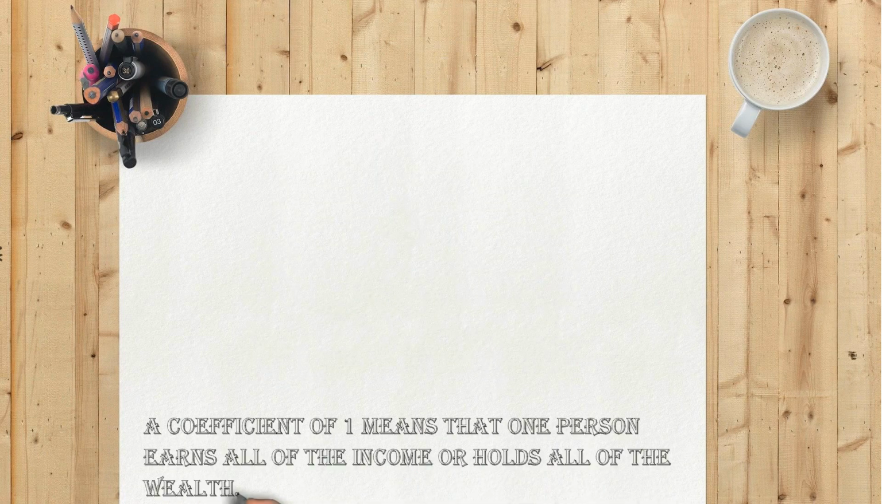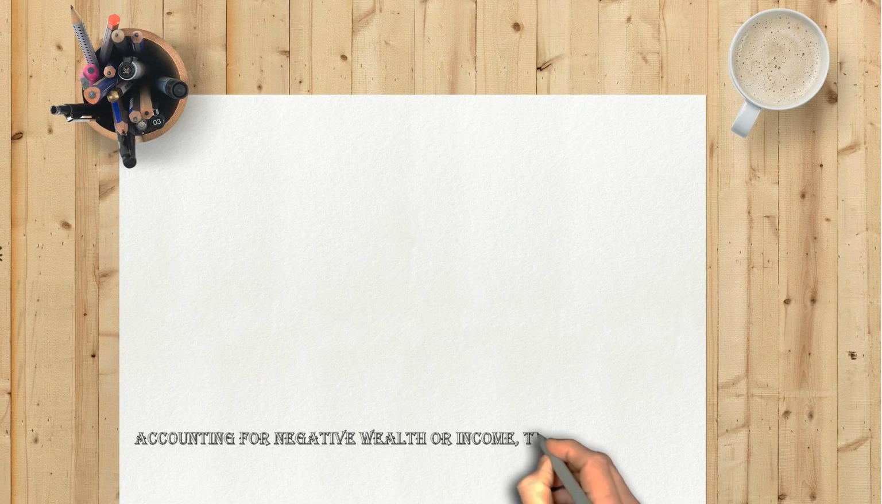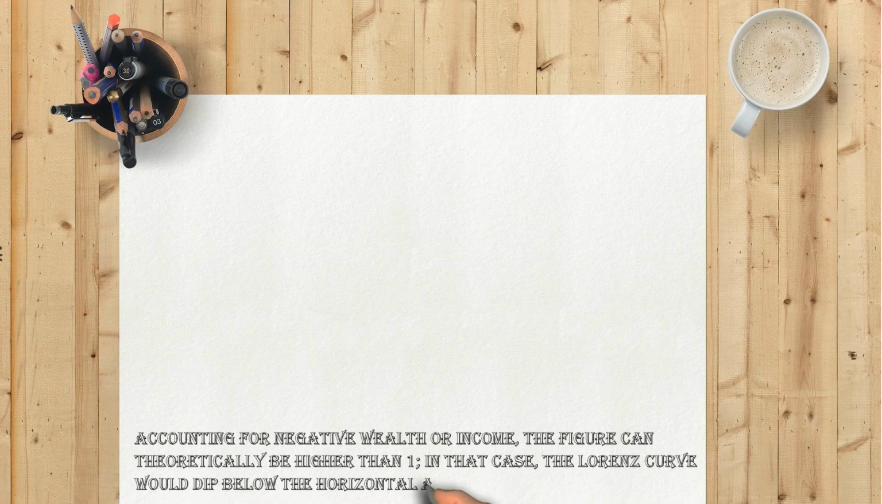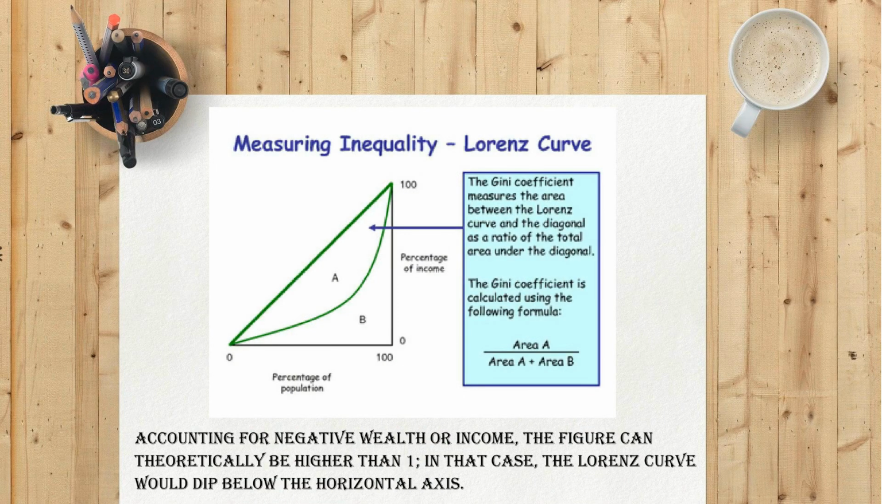A coefficient of 1 means that one person earns all of the income, or holds all of the wealth. Accounting for negative wealth or income, the figure can theoretically be higher than 1. In that case, the Lorenz curve would dip below the horizontal axis.